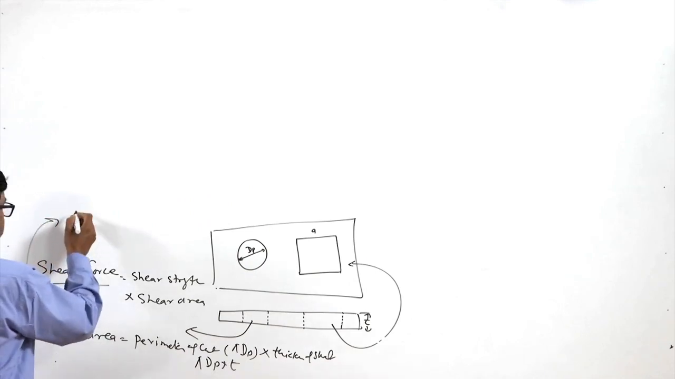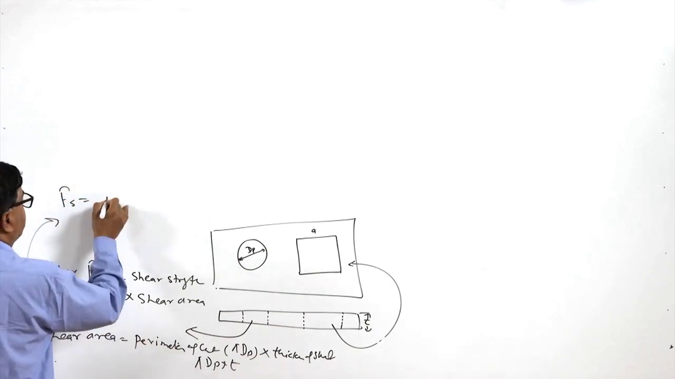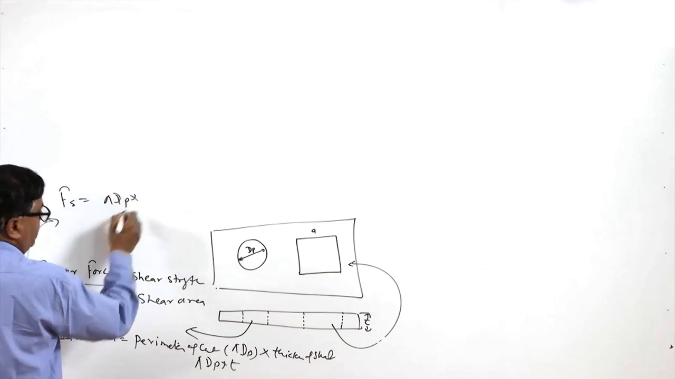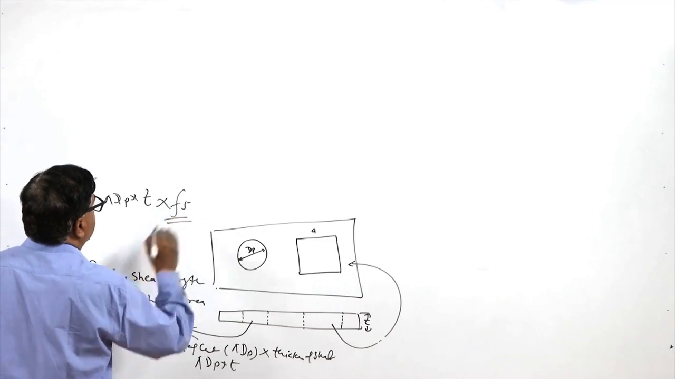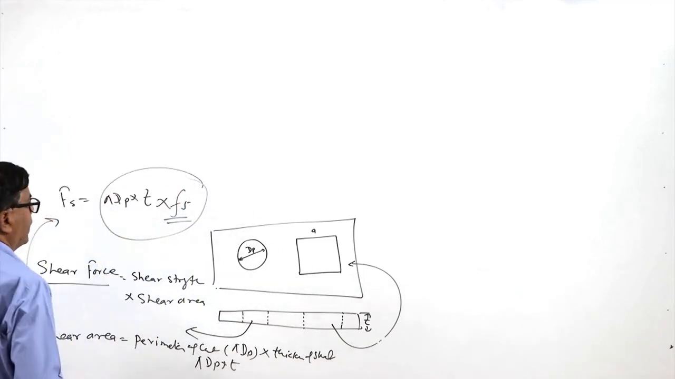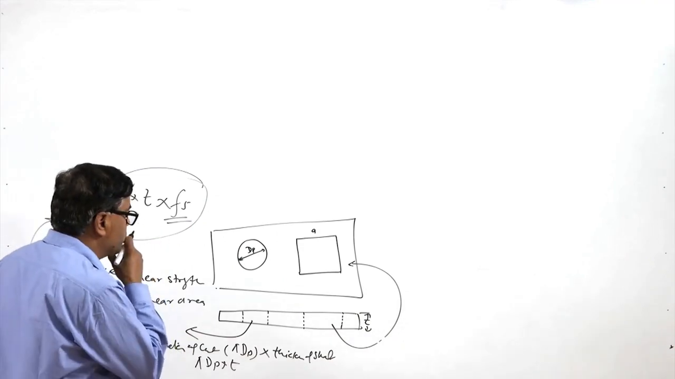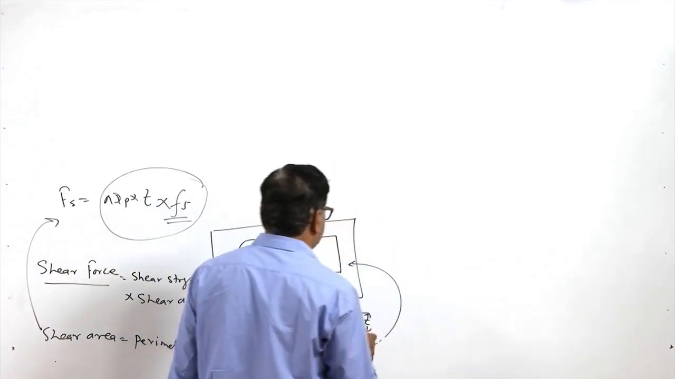And for the shear force, Fs is the shear force. So perimeter of the cut, pi dp, multiplied by t, the sheet thickness, into Fs, the shear strength of the material. So if we use these, we can calculate the shear force which will be acting, while neglecting the frictional effects if they are there.